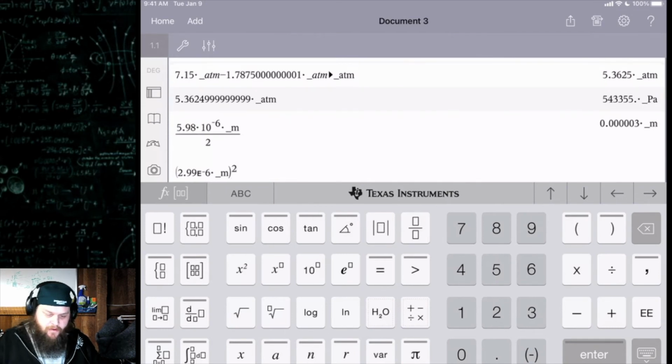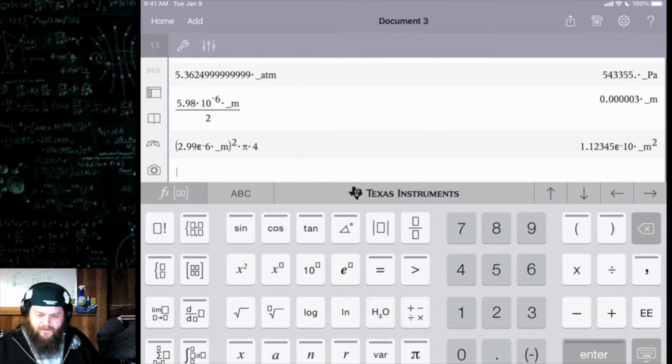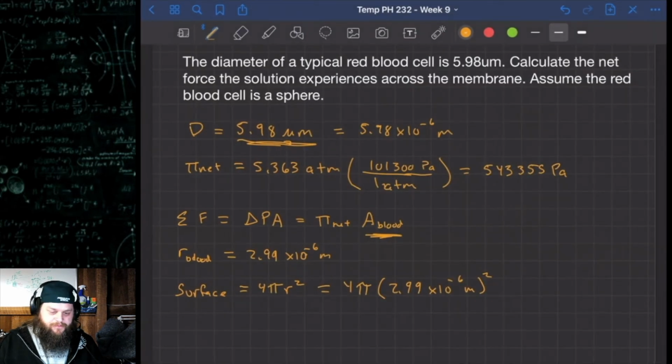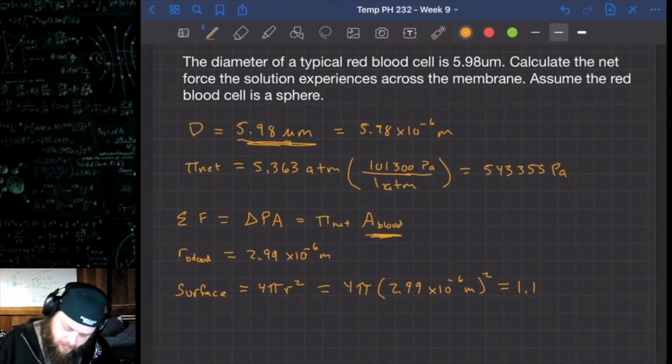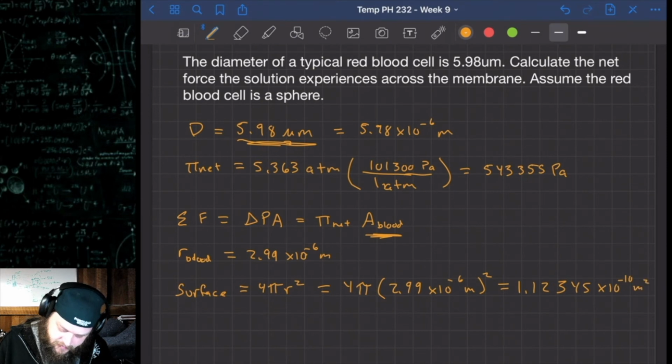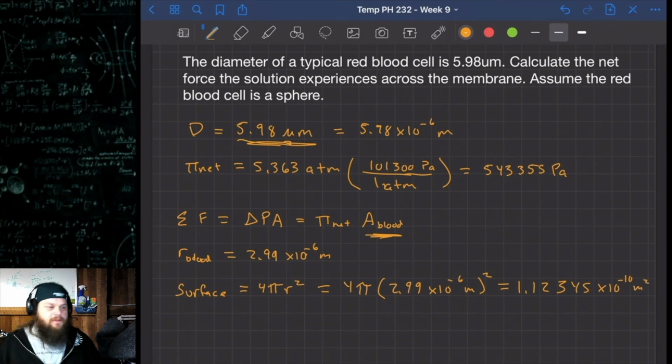So that squared times pi times 4 is going to be equal to our surface area. So that's 1.12345 times 10 to the negative 10 meters squared. That's the surface area of the red blood cell.